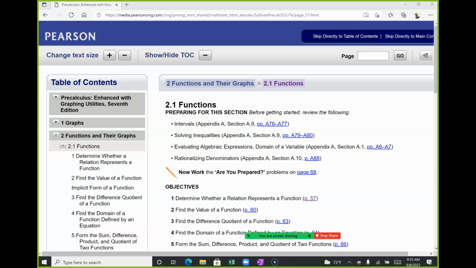So you can see that we should know interval notation. We should be able to solve an inequality. We should be able to plug in numbers to an expression. We should be able to rationalize denominators. So all of these will possibly show up as issues for us if we're a little bit weak in the algebra. So here we go.